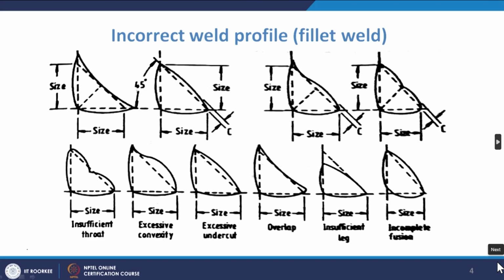Here you can see some of the incorrect weld profiles. Here is the ideal weld profile, how it should look. But we will see profiles like these, which are all incorrect weld profiles: insufficient root, excessive convexity, excessive undercut, overlap, insufficient leg size, or incomplete fusion. All of these are incorrect weld profiles.